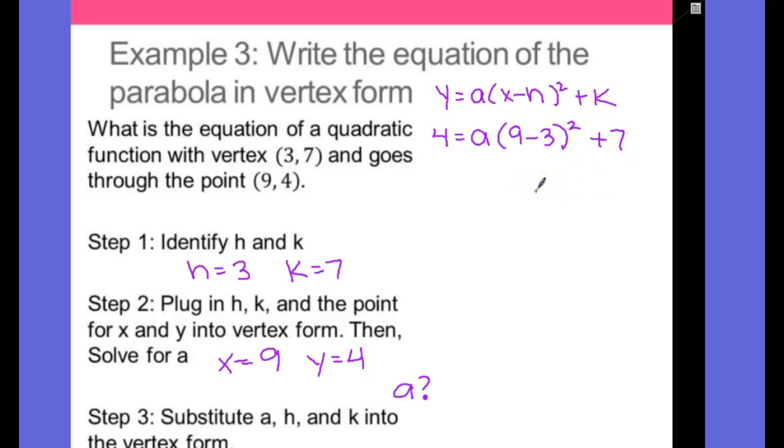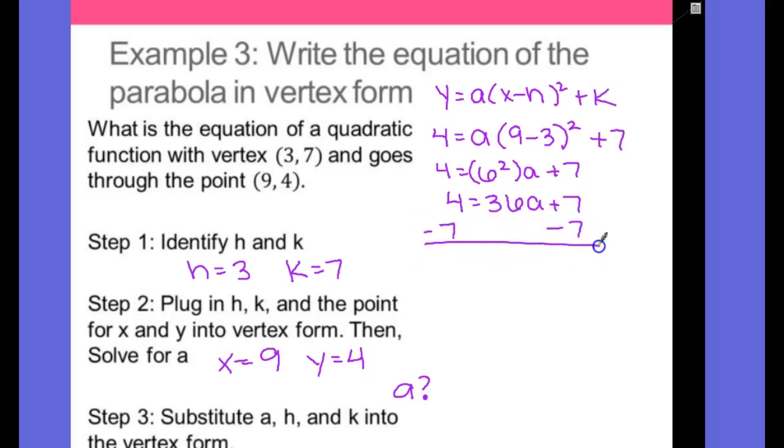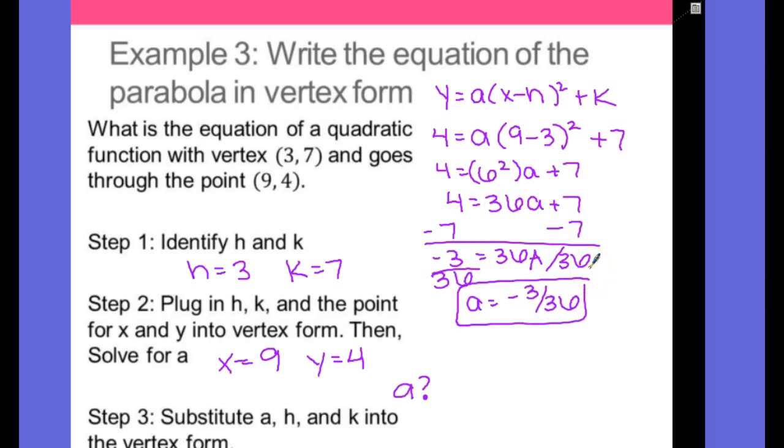Now you just do your order of operations the same way you would do it. 9 minus 3 is in the parentheses, so you do parentheses first. 6, so you have 4 equals 6 squared times a plus 7. What is 6 squared? 36. Isolate your a by subtracting 7. Divide by 36. So you found your a. Next, all you want to do is plug back in a, h, and k.